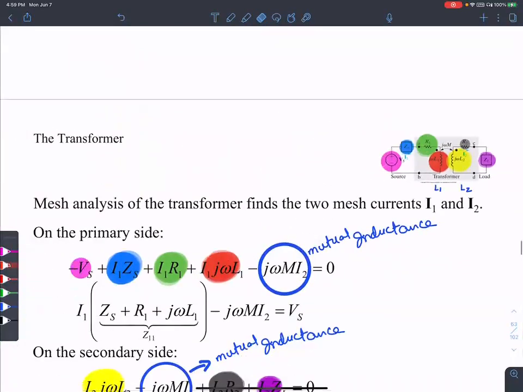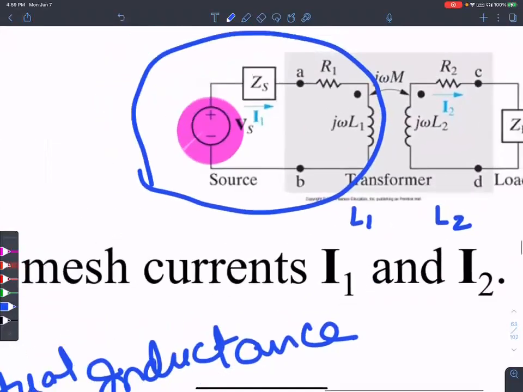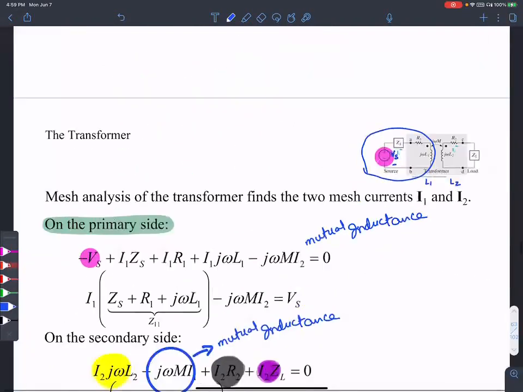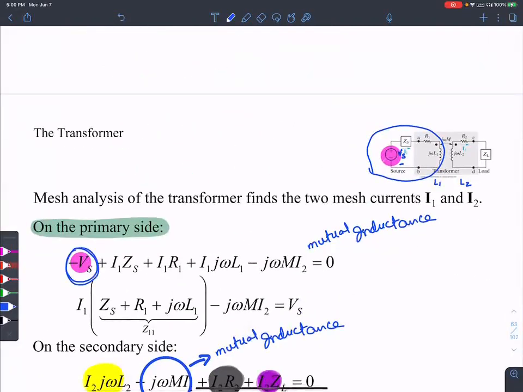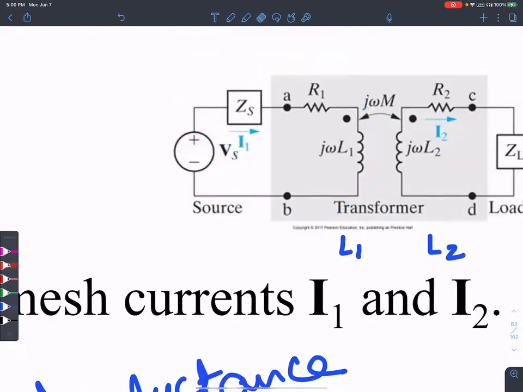Pay attention. There is this purple. I'm going to clarify this. When you write the KVL on the primary side, or the left hand side, you start here and go around the loop. It's exactly what you will find. There's a negative Vs over here, and sure enough, you find that negative Vs.